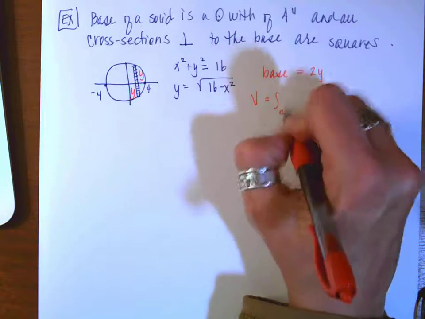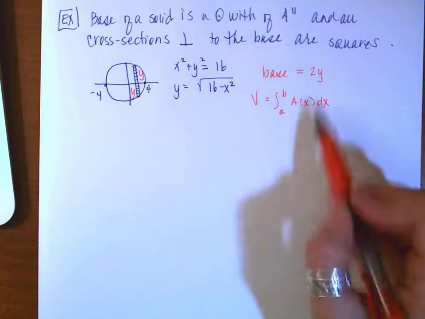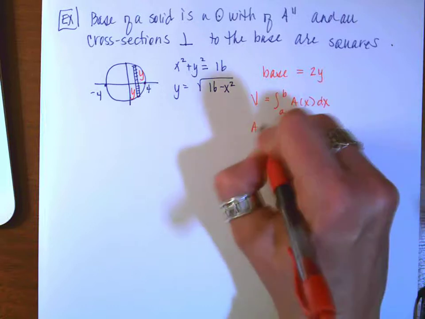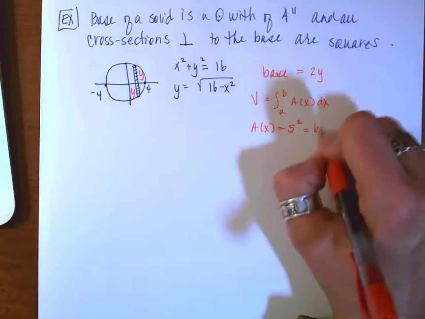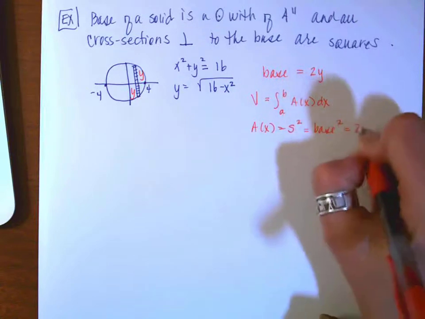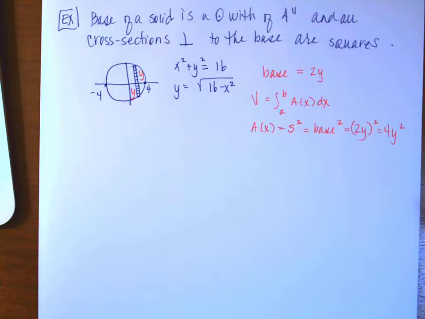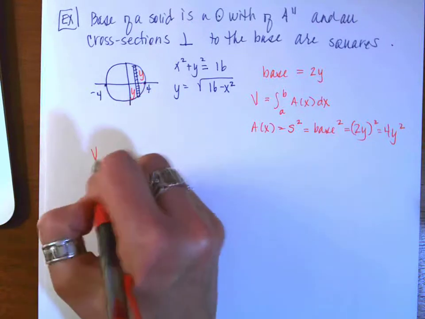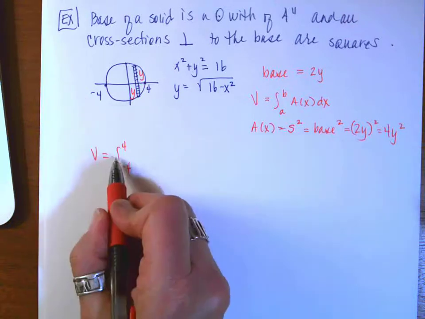So then the volume, which is perpendicular to the x-axis, is going to be the integral from a to b of A(x) dx. But if my area is a square, then I know that A(x) is going to be side squared or base squared, which is going to be (2y) squared, which is 4y squared. So now I can rewrite my volume formula, and I'm integrating from a negative 4 to 4.